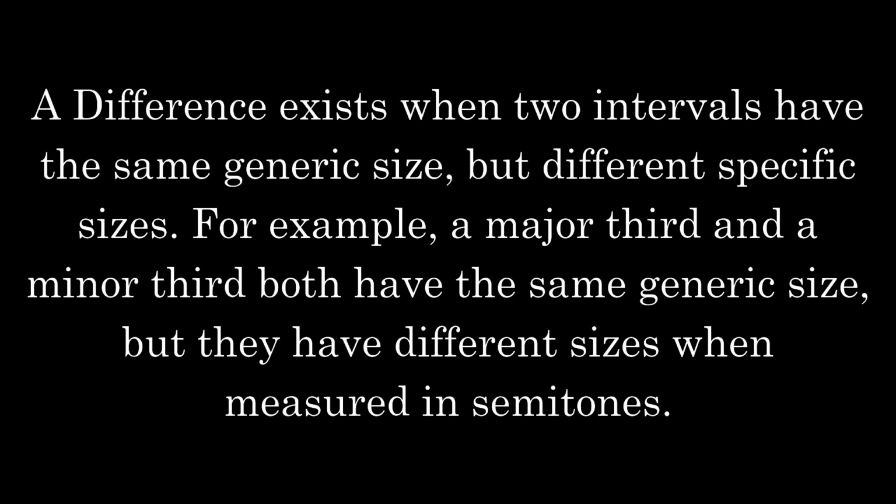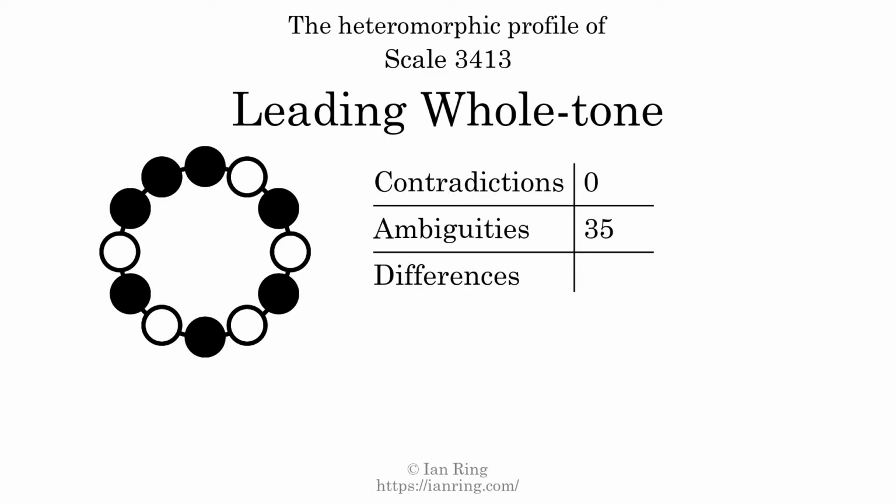A difference exists when 2 intervals have the same generic size, but different specific sizes. For example, a major third and a minor third both have the same generic size, but they have different sizes when measured in semitones. The number of differences in this scale is 80.